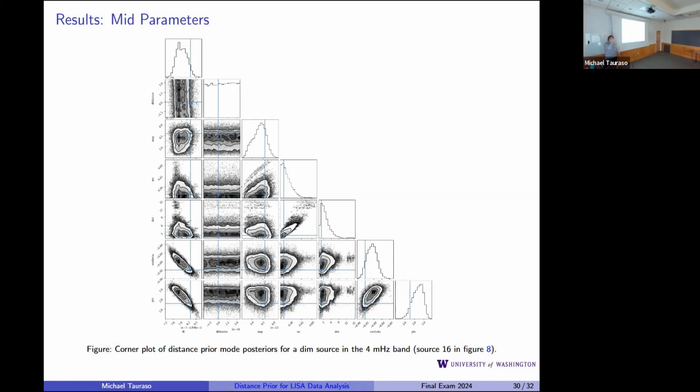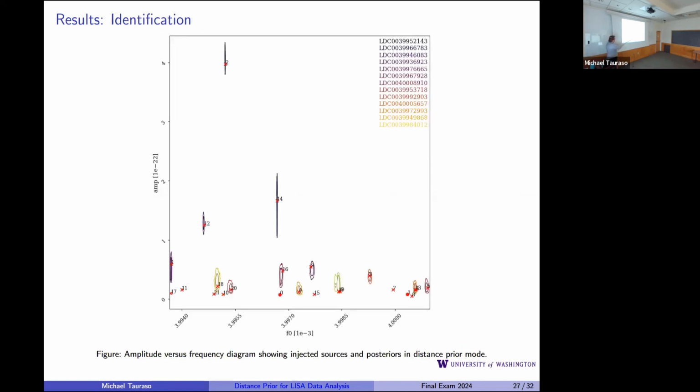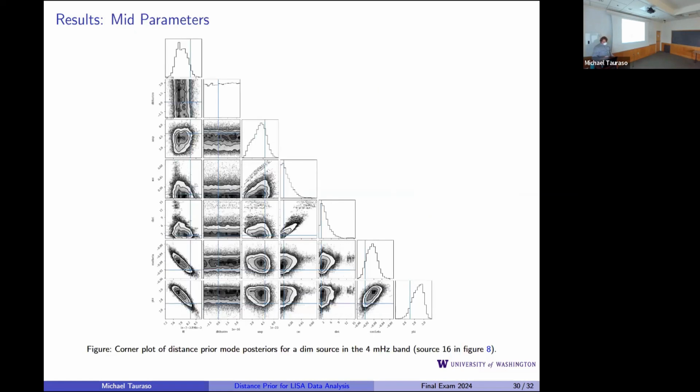This is what the posteriors look like for a mid-brightness source. This one is source 16 here, so it's this one down here. So we're not quite all the way to where we're losing detection, but we're starting to lose the ability to detect a source. And here we can see the same degeneracy going on, but we have some confidence that it's here. And this one, it's actually almost finding it in the right place.